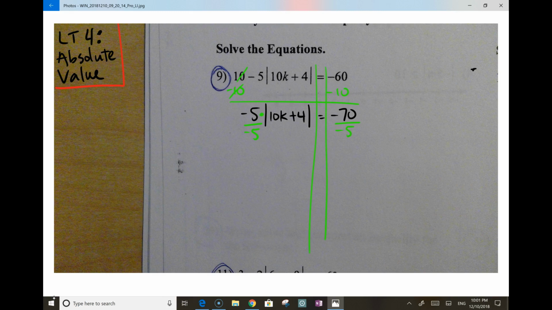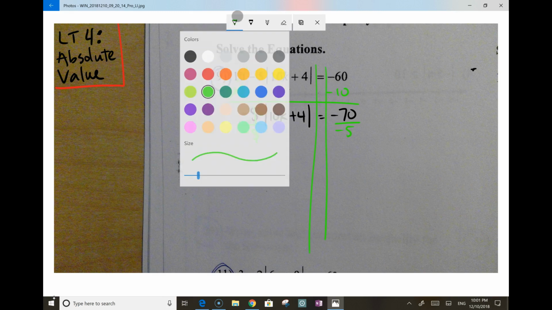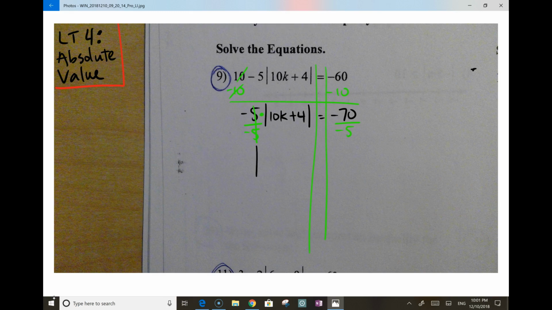So I divide by -5, this goes away, and then what I get is absolute value of 10k plus 4 is equal to, these two numbers divided is going to be positive 14. Okay, so now I have to ask an important question, and the question I need to ask myself is, what number is 14 spaces from 0? That's the question I need to ask myself.